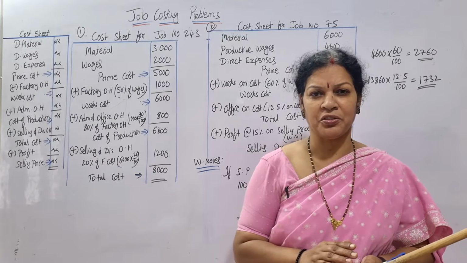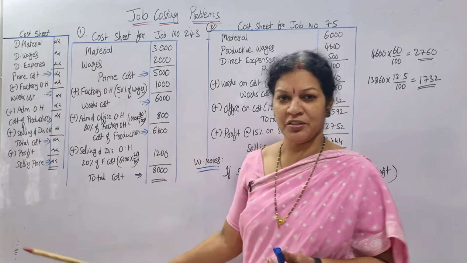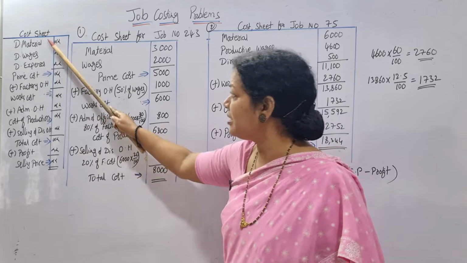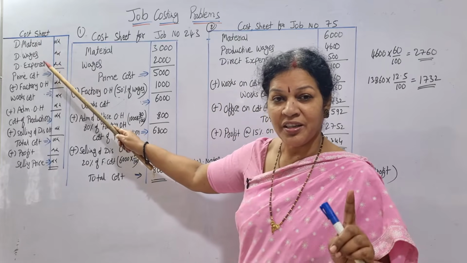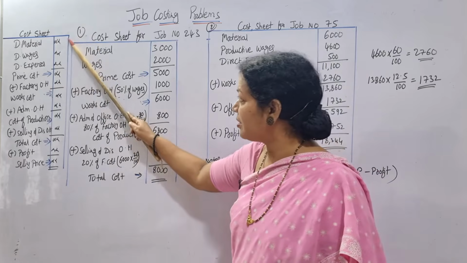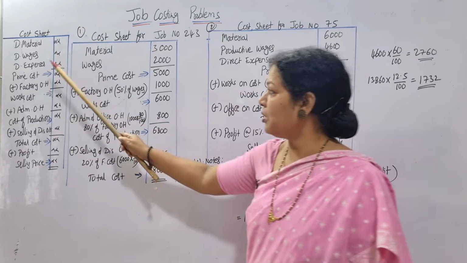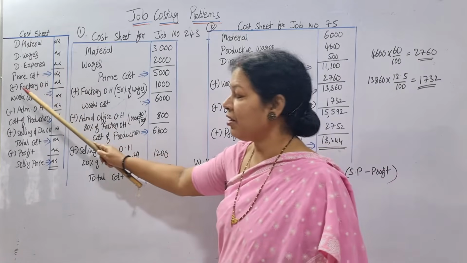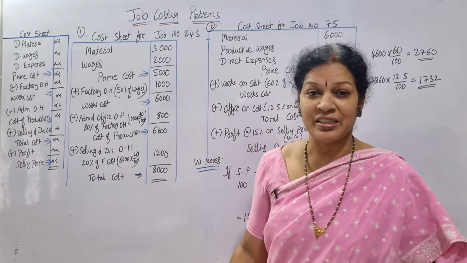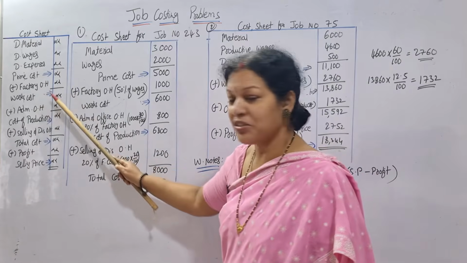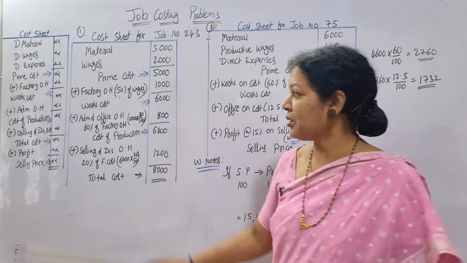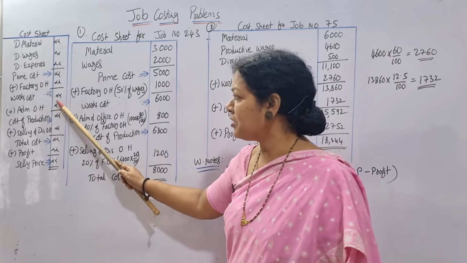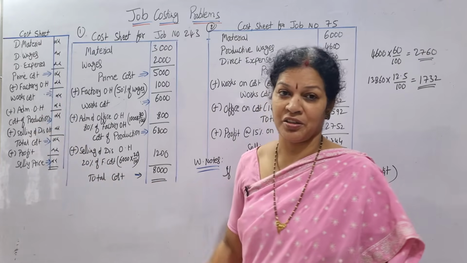Let me remind you what the cost sheet pro forma is. It is written simply. First, you know that direct material, direct wages, direct expenses. These three you write first. Total up, you get prime cost. To the prime cost, if you add factory overheads, you will get works cost. To the works cost, if you add administrative overheads, you get cost of production.